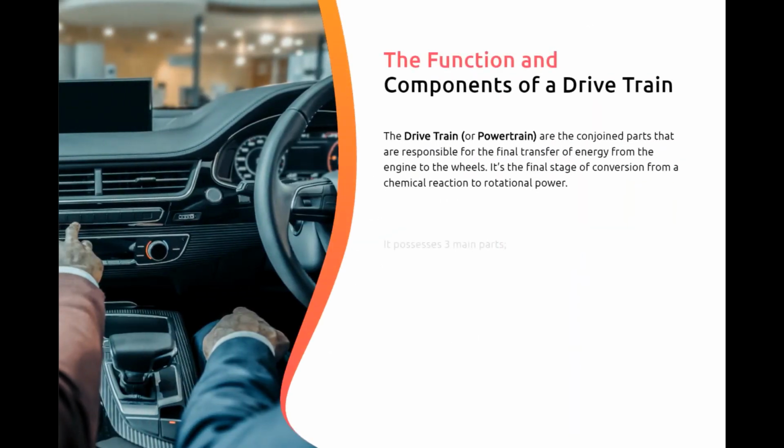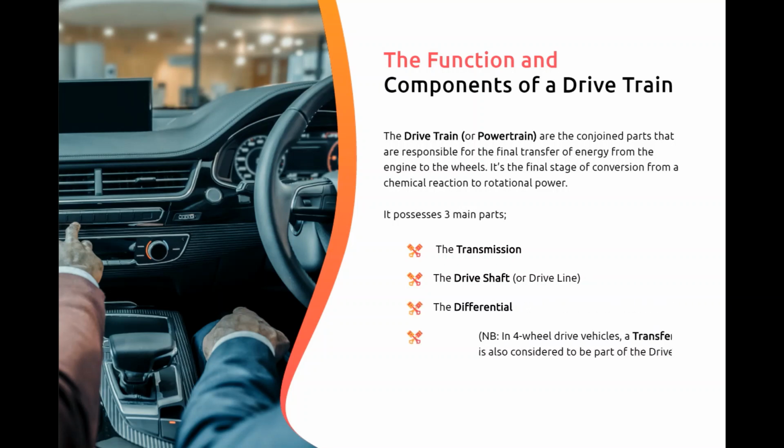The function and components of a drivetrain. The drivetrain, or powertrain, are the conjoined parts that are responsible for the final transfer of energy from the engine to the wheels. It's the final stage of conversion from a chemical reaction to rotational power. It possesses three main parts: the transmission, the drive shaft or drive line, the differential. Note well, in four-wheel drive vehicles, a transfer case is also considered to be part of the drivetrain.